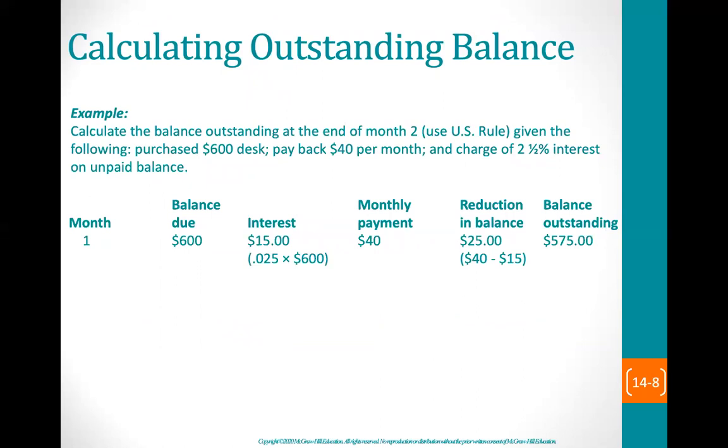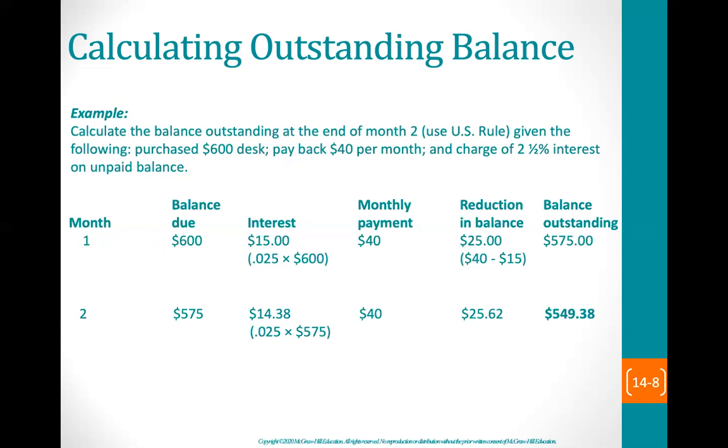So month 1, $600 is due. So 600 times 2.5% interest is $15. Her monthly payment is $40, so 40 minus 15. Of her $40 payment, $25 goes to a balance reduction. 600 minus 25, her outstanding balance at the end of the first month is $575.